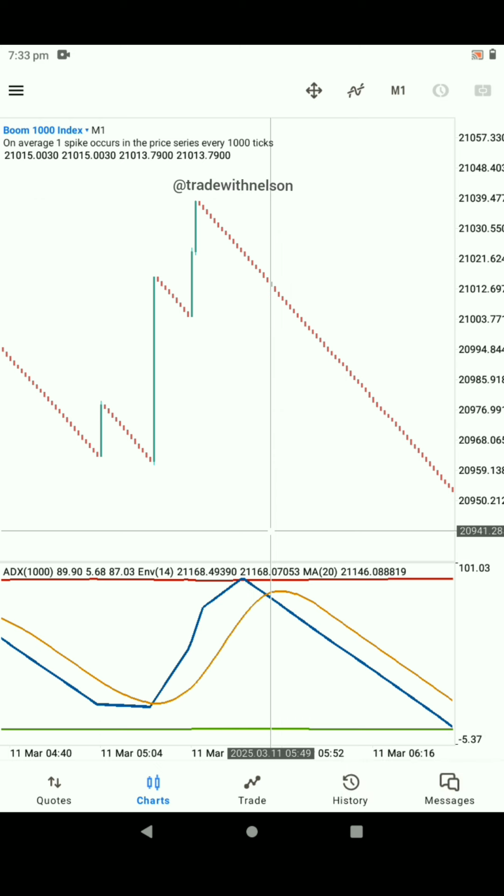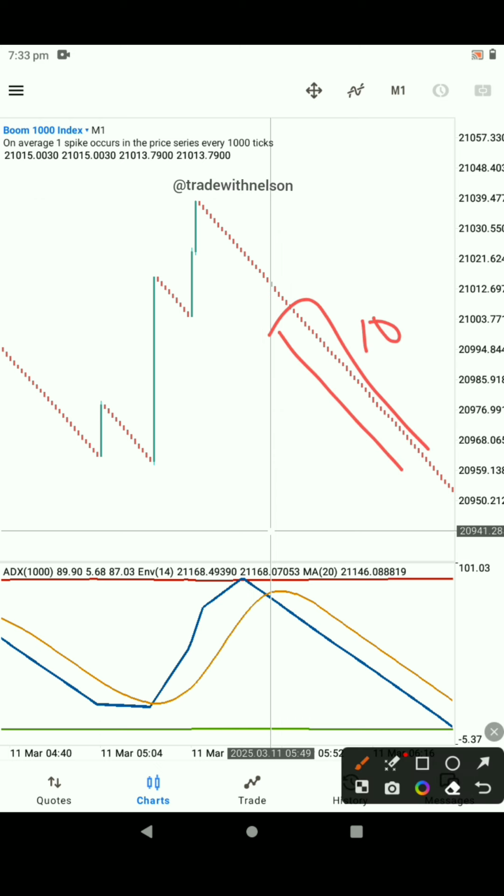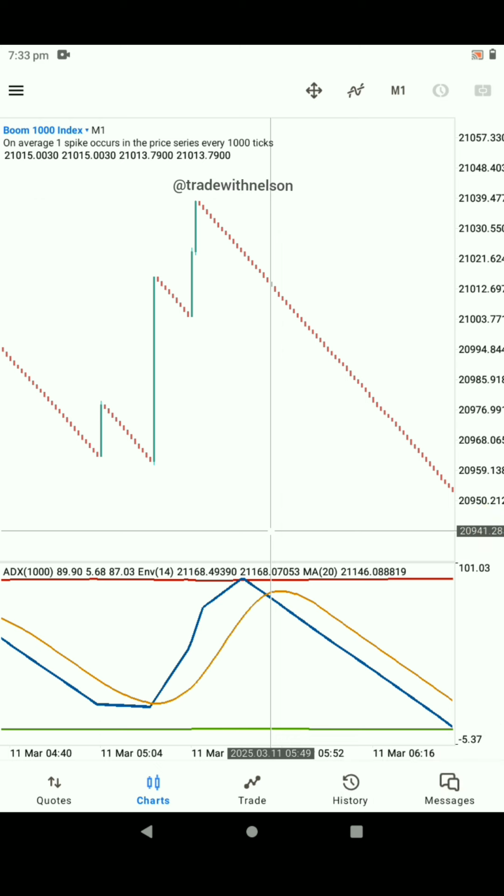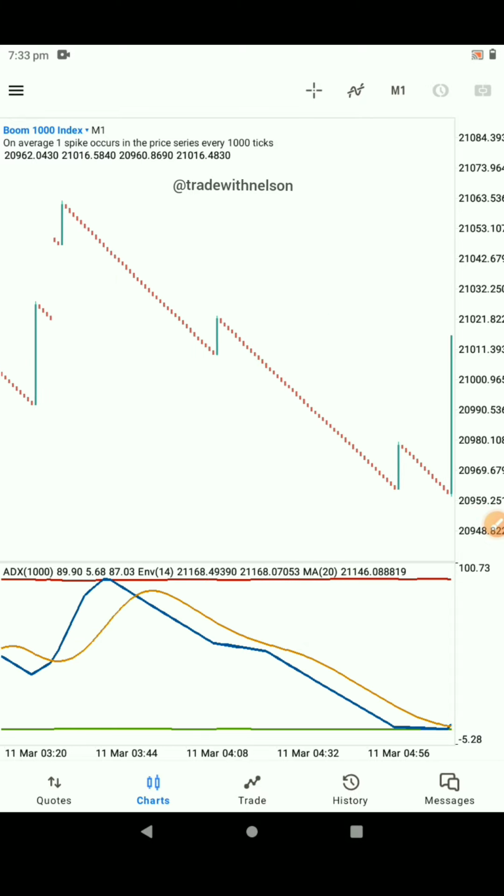Sometimes it can also give you 10 candles. You see over here the market continues to print to the downside, but one thing I see is that 5 candles is very profitable. So let me show you more examples so that we understand it better.